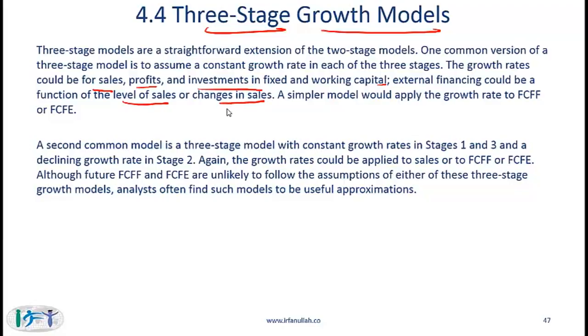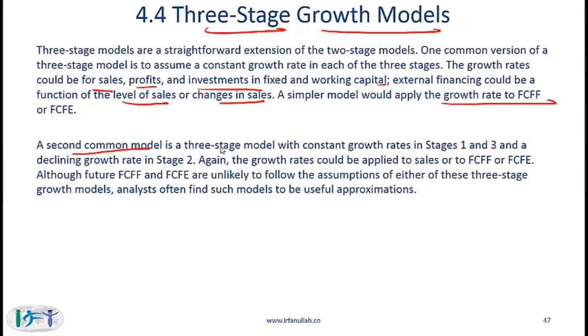We've seen this before. And the simplest form of this model would be where we directly assume the growth rate to be associated with FCFF or FCFE. I hope you see the point here. One complicated way of doing this is to assume that the sales will grow at a certain rate and then use ratios and so on to come up with the bottom line impact on FCFE. A simplistic approach is to directly assume that FCFE or FCFF will grow at a certain rate.